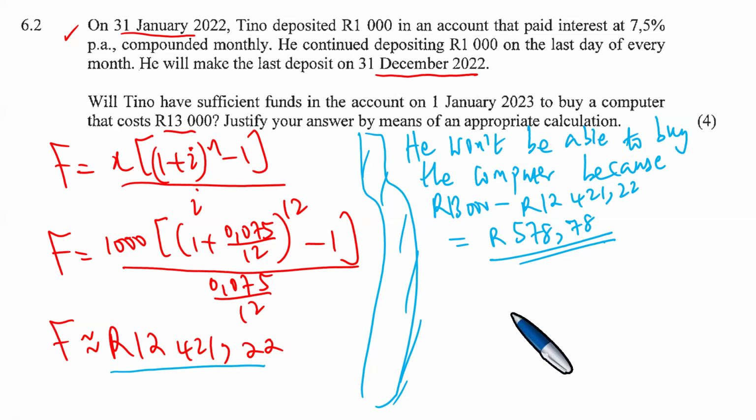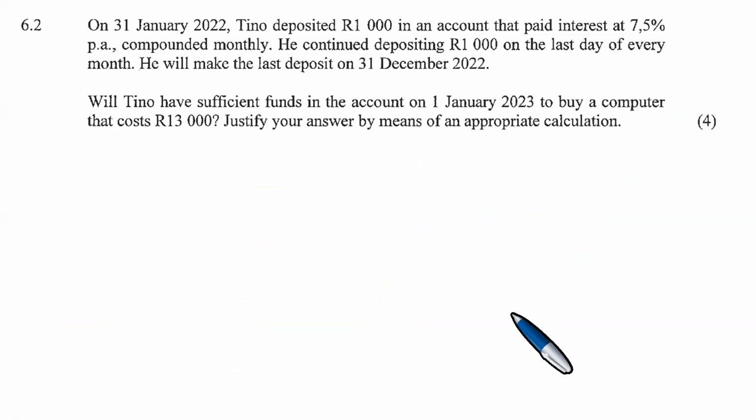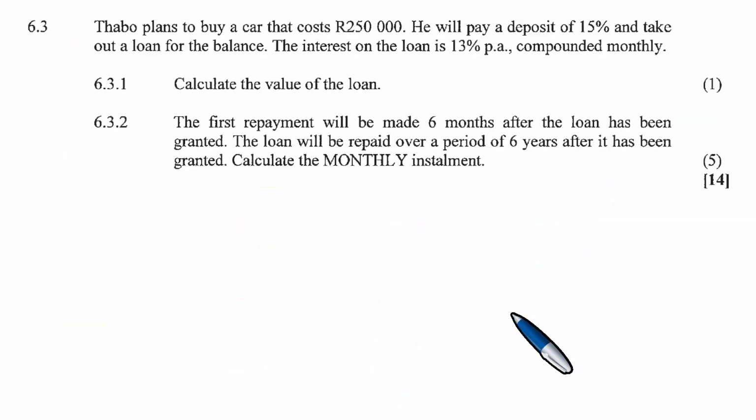Move on to the next question. Tabo plans to buy a car that costs 250,000. He will pay a deposit of 15% and take out a loan for the balance. The interest on the loan is 13% per annum compounded monthly. Calculate the value of the loan. What formula do we use to find the value of the loan?